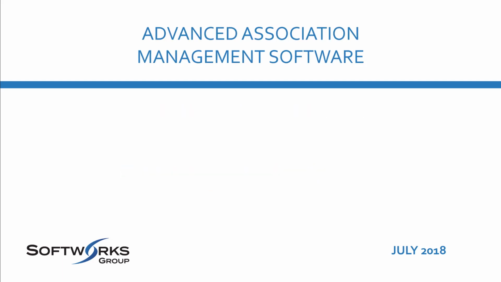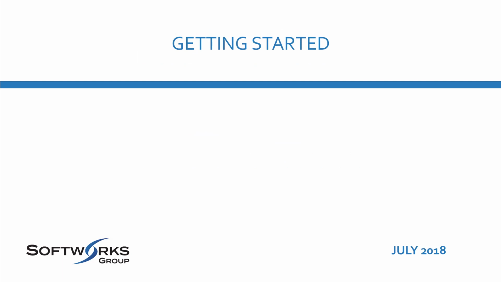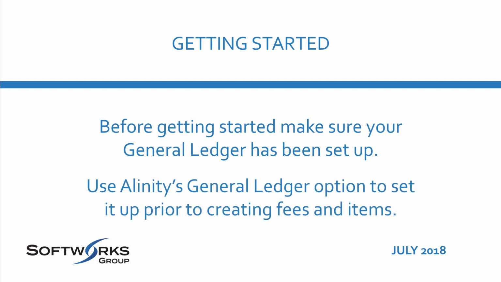There are two key processes involved with configuring fees: creating the catalog item that represents the fee, and associating it with the register. This video deals with creating the fee in your catalog. For information about associating fees with registers, watch the next video in this series. When setting up fees and catalog items, Alinity will prompt you to enter general ledger account codes to record the revenue and tax amounts you will be collecting. Use the general ledger setup option to establish the account codes in advance of configuring fees.